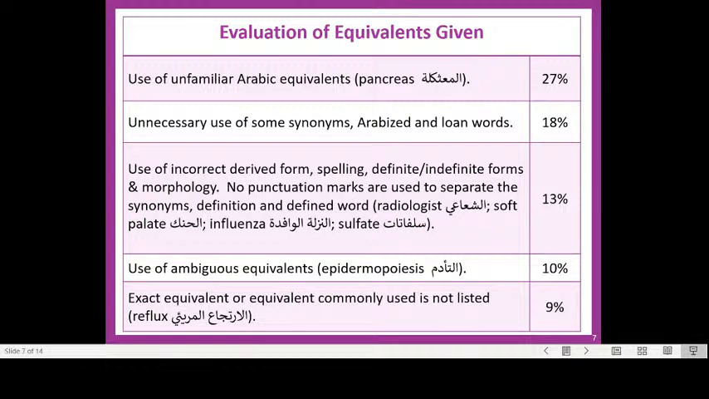In 9%, exact equivalents or equivalents that are commonly used are not listed. For example, reflux. People say al-irtijaa al-mari'i. This is common and it's very comprehensible, but it's not used in the dictionaries.